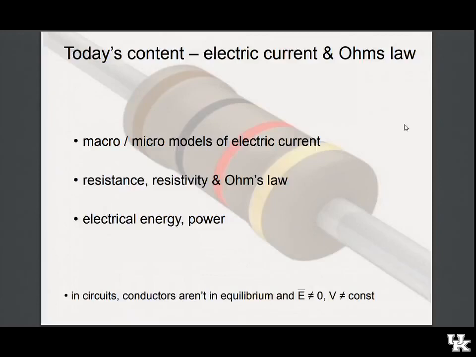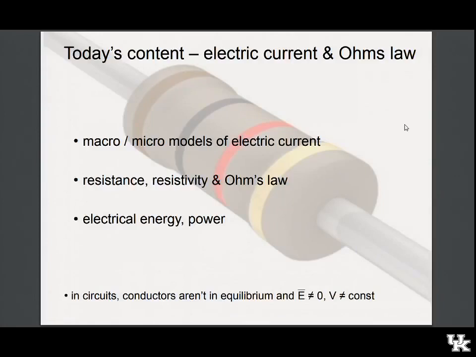So in today's class, we're going to talk about electrical currents. We're going to talk about Ohm's law, and we're going to talk about electrical energy and electrical power. So that's basically the content for today.